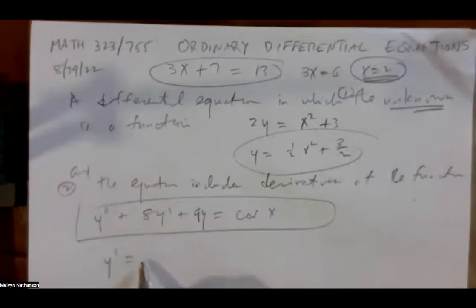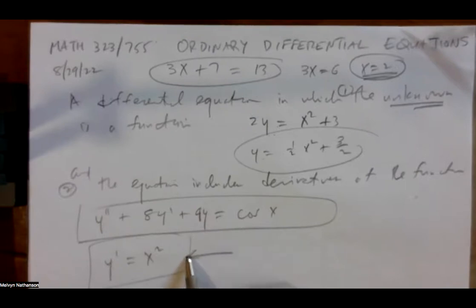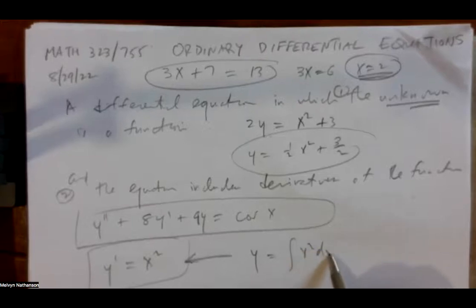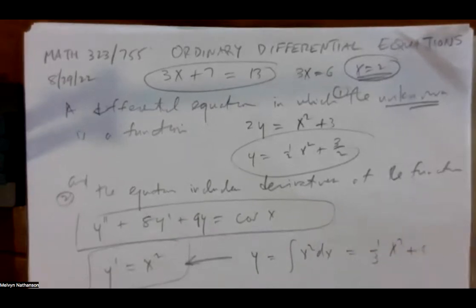Say y prime equals x squared. Find a function y whose derivative is x squared. So this is a very simple differential equation. Of course, this differential equation is something you learned to solve in first year calculus. This just means find an antiderivative of x squared. So the solution is the integral of x squared, right? Because the derivative of the integral is x squared. So this is a third x cubed plus a constant.